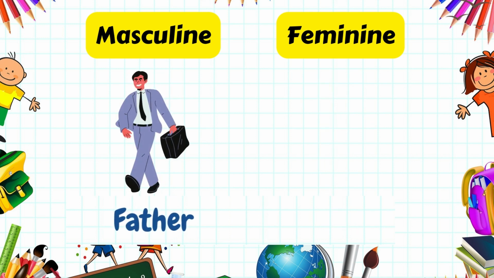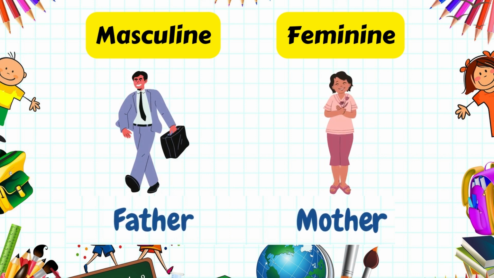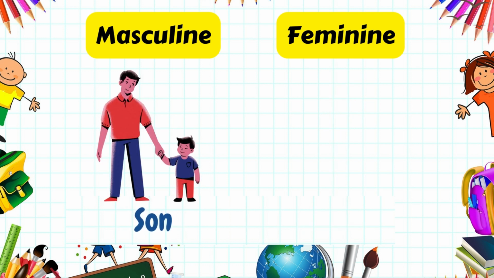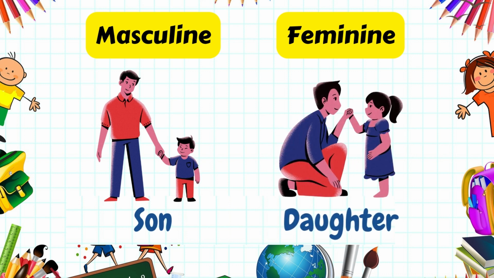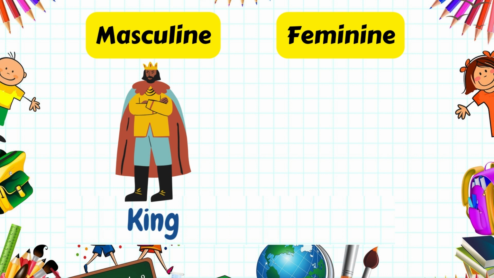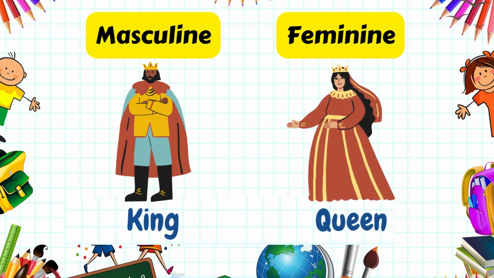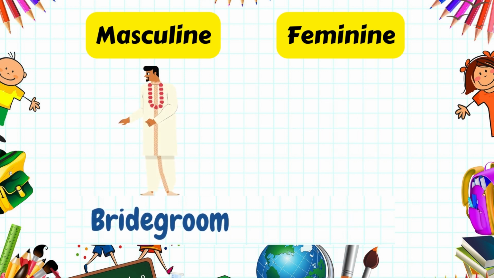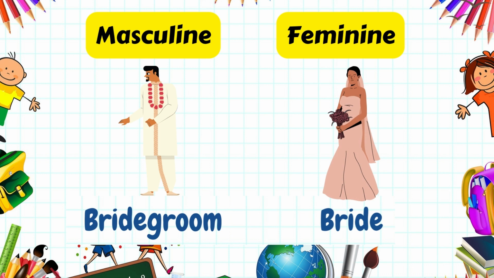Masculine is father and its feminine is mother. Father, mother. Son, daughter. Masculine is son and feminine is daughter. Masculine is king and its feminine is queen. King, queen. Bridegroom is masculine and its feminine is bride.